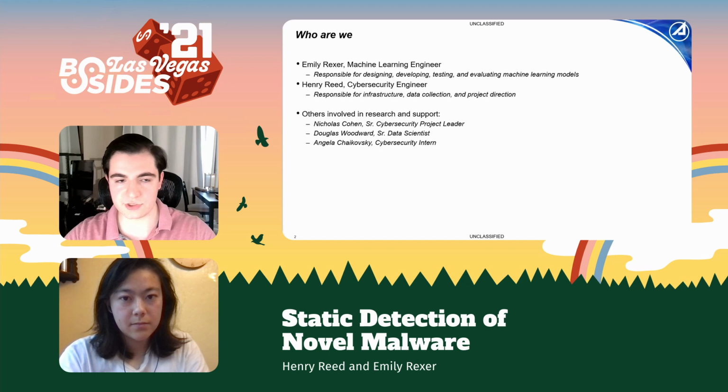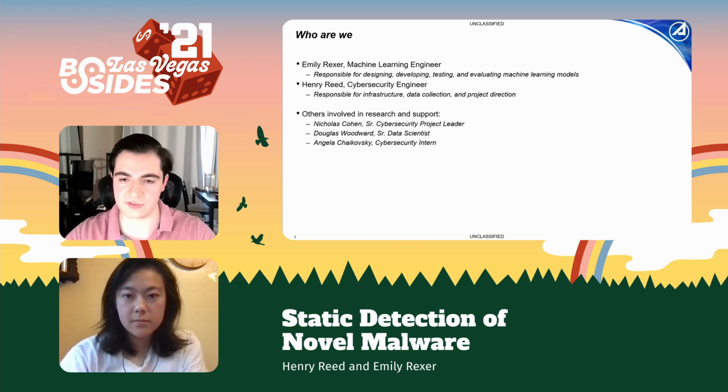Others involved in the research include Nick Cohen, our senior cybersecurity project leader, who has helped us with some of his expertise, as well as Doug Woodward, who is our senior data scientist. And a lot of the code that we still use today has been written by Angela Tchaikovsky, our cybersecurity intern.